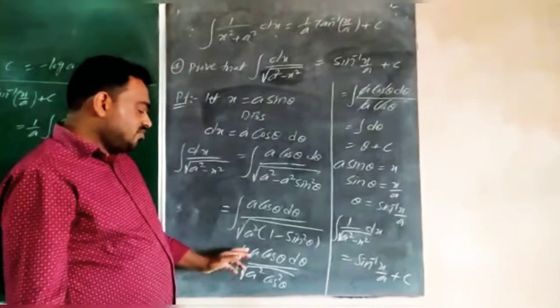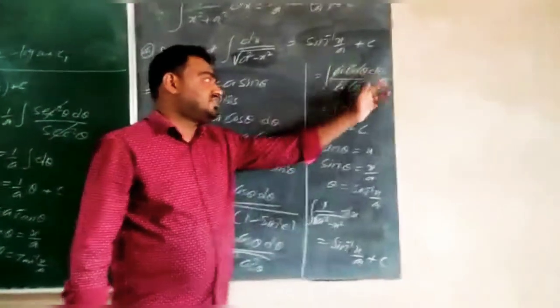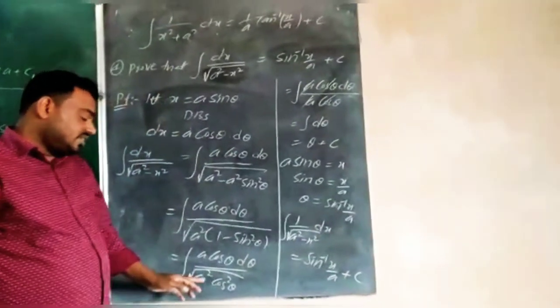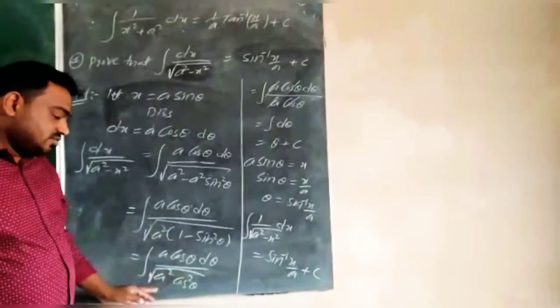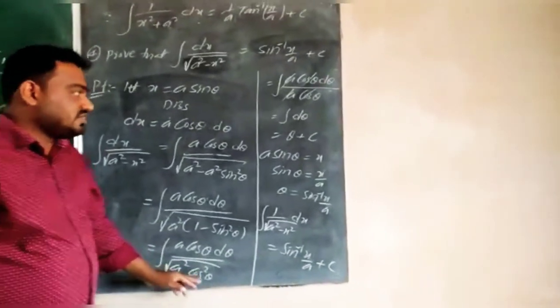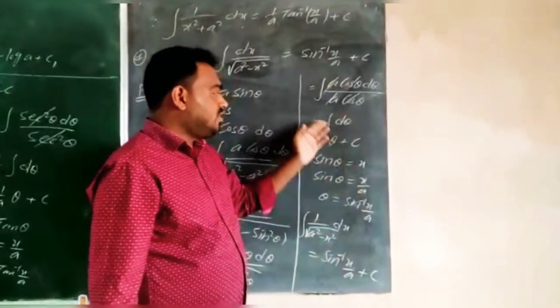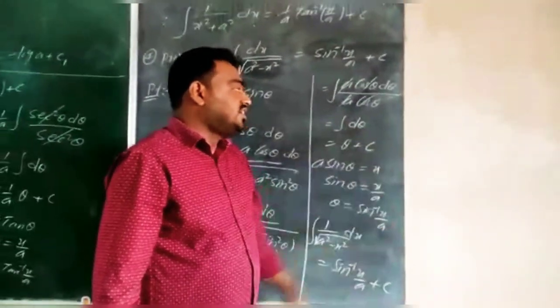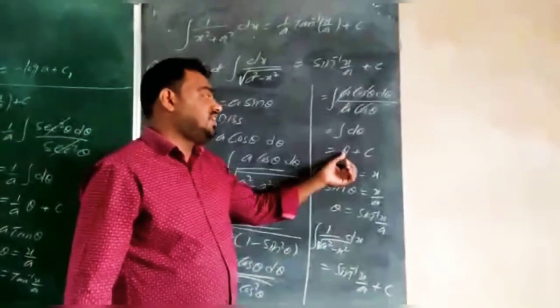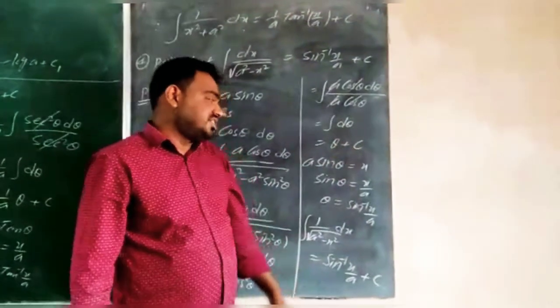So this is equal to the numerator as it is, a cos theta d theta. In the denominator, you see the square root gets cancelled. So then what are we getting? A cos theta, so a cos theta gets cancelled. What remains is the integration of d theta. Integration of d theta is equal to what? Theta plus a constant c.